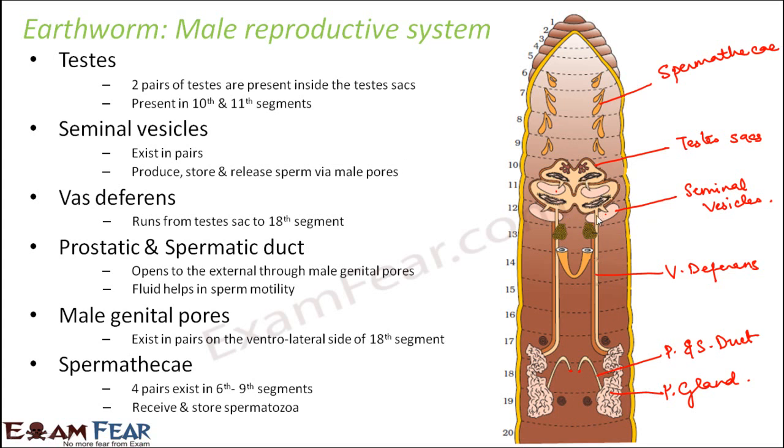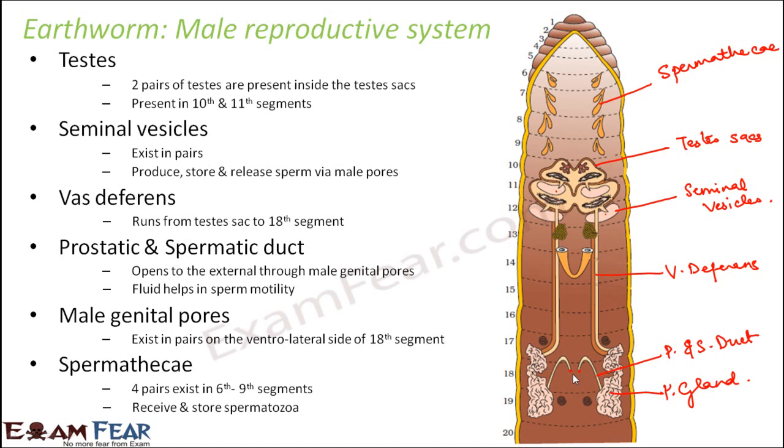Seminal vesicles will store those sperms temporarily, and then seminal vesicles will release the sperms through the vas deferens. Now this vas deferens will carry the sperm, and then through the prostatic and spermatic duct. Why do we have this duct? Here also some fluids will be present, and those fluids will help in the movement of the sperm. And finally the sperm will be thrown out or given out through the male genital pore, right?